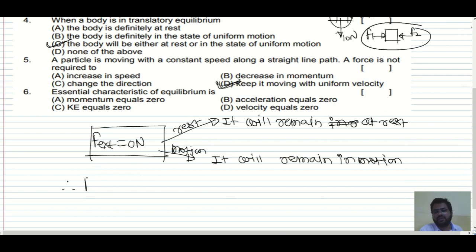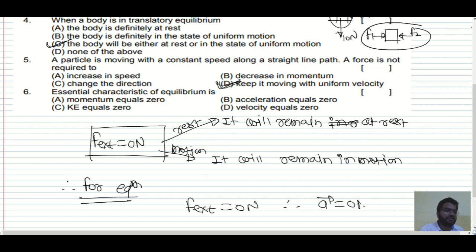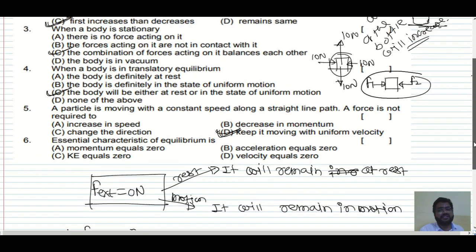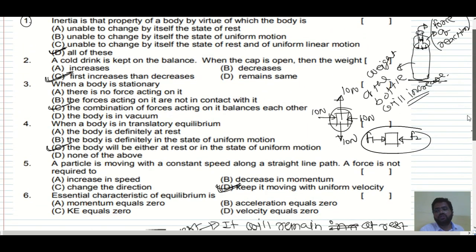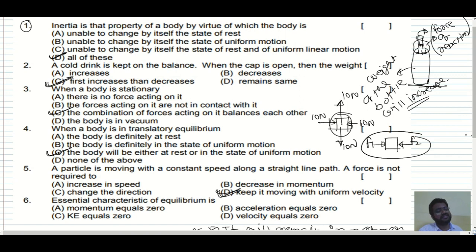So you can write, for equilibrium, F external must be equal to 0 Newton, which indicates acceleration must be equal to 0 Newton per kg, or meter per second squared. So same thing. I hope this is clear. All these questions are theoretical, but yes, they are really very important. So for the sixth one, option B is the correct option.